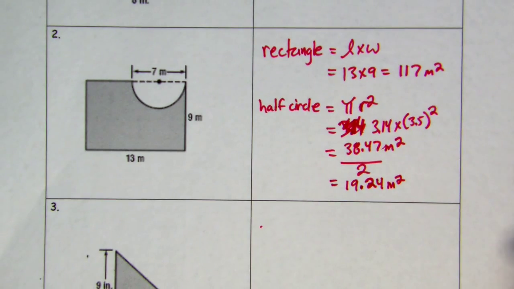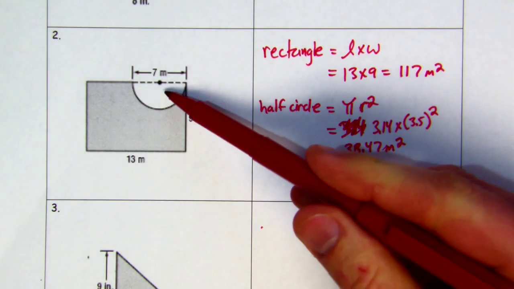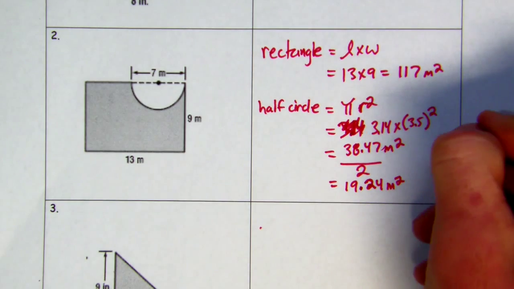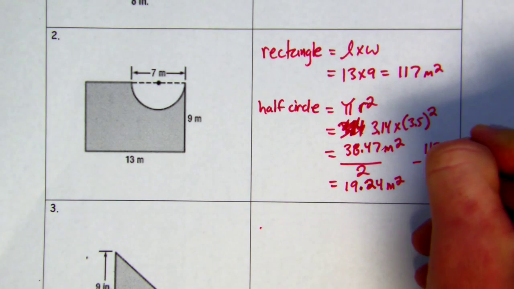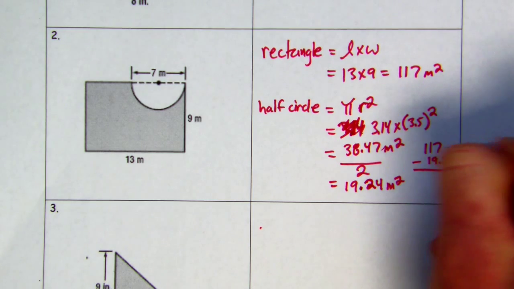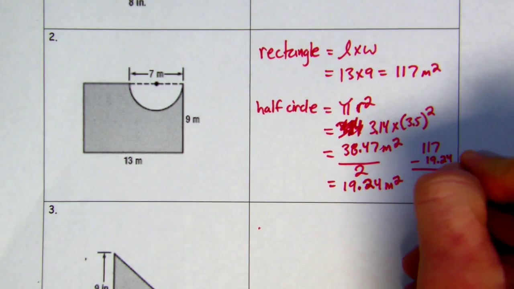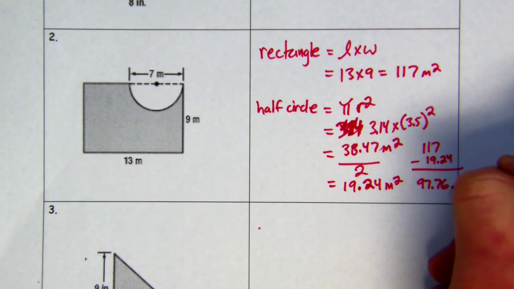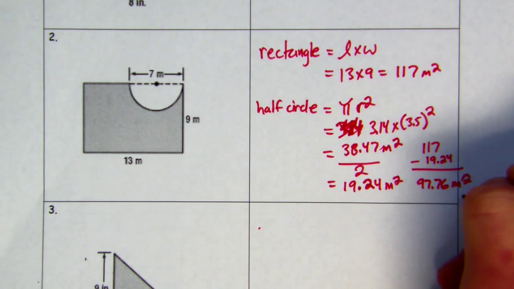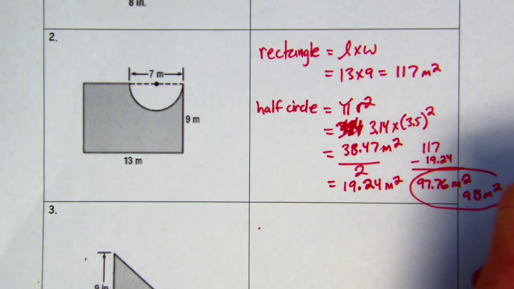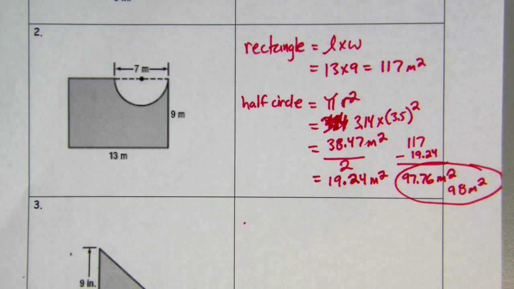Alright, now that I've found the whole area and then I found the half circle area, now I can subtract them. So 117 minus 19.24, and I get an answer of 97.76 meters squared, or I can round it to 98 meters squared. Either one works. Okay.